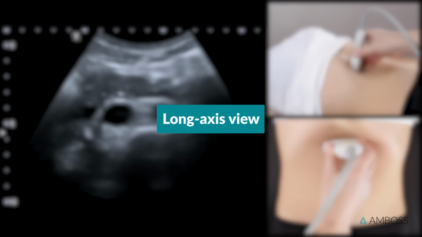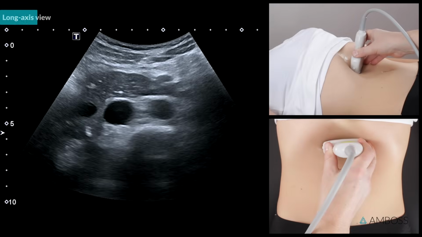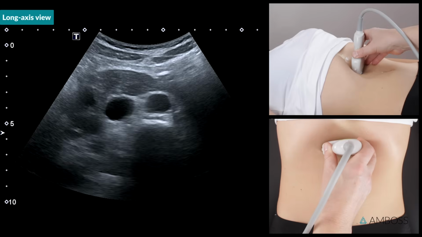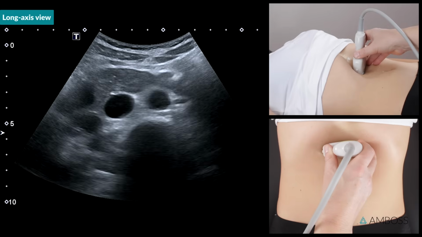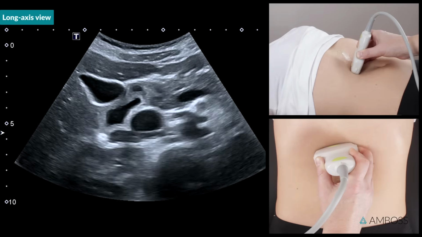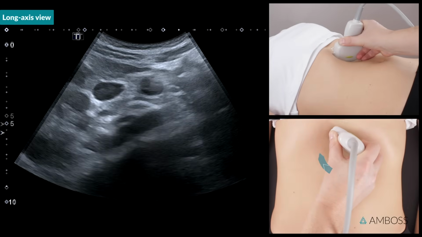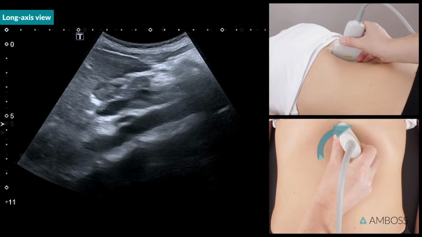Long axis view. The easiest way to obtain a long axis view of the IVC is to obtain the short axis view first and then transition. To do this, center the vessel and then rotate the probe 90 degrees until the probe indicator faces the patient's head.